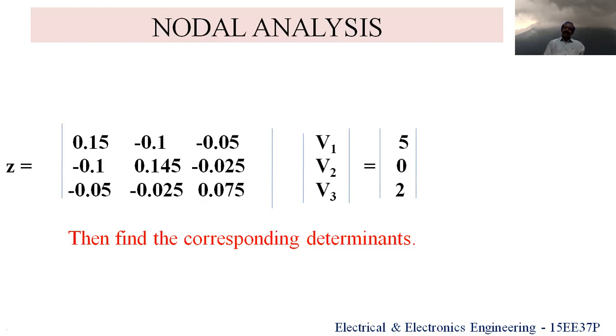Now in order to calculate V1, in the calculation we will replace the first column with 5, 0, 2. And now we calculate the determinant. If I call this Z1, the determinant of Z1 is taken. Similarly, in order to calculate V2, you have to replace the middle column with 5, 0, 2. Again, the determinant will be calculated, it is Z2. Similarly, for Z3, we replace V3 by 5, 0, 2. Therefore, here we can calculate Z1, Z2, Z3 and also the original one, the determinant Z.